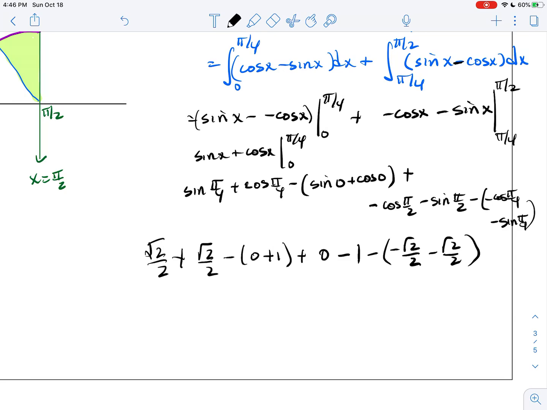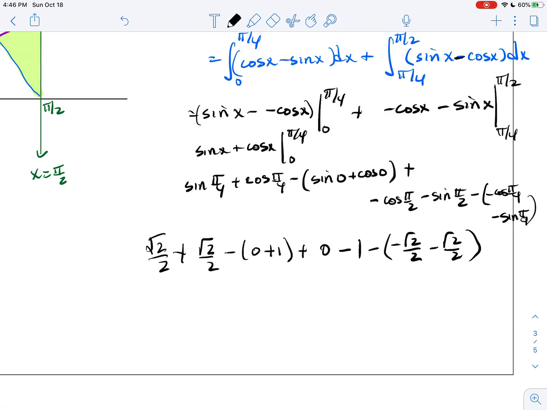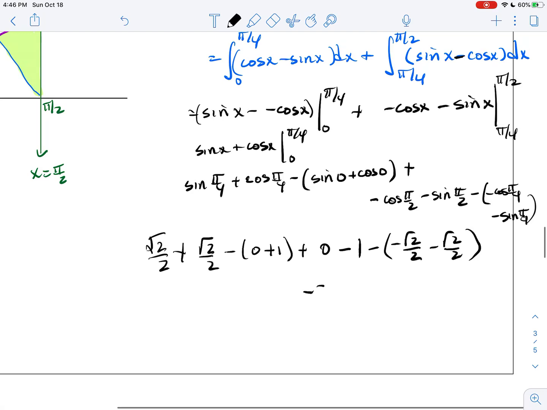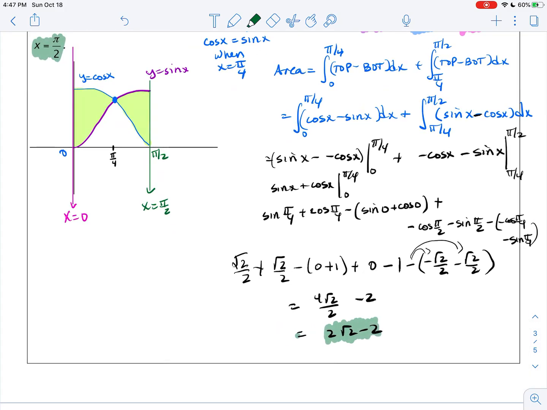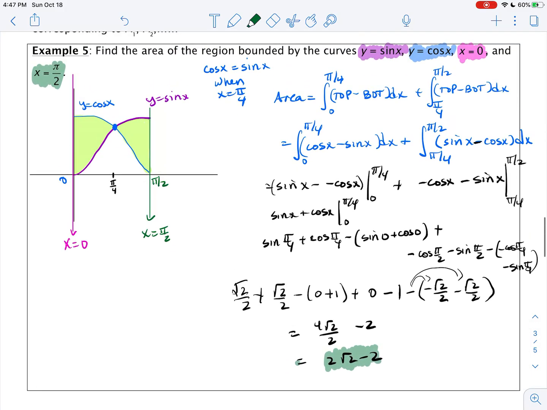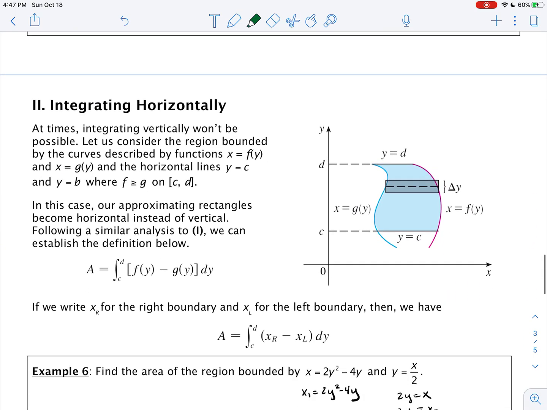So now if I clear my parentheses and collect like terms, I end up with 2 minus 1s, which is a minus 2. And if I distribute my minus, I get plus root 2 over 2, plus root 2 over 2, and I've got 2 of those, so I have 4 root 2 over 2. And that's going to be equal to 2 root 2 minus 2. And that is the area trapped by those curves. Is that good? Hopefully that's good. All right.